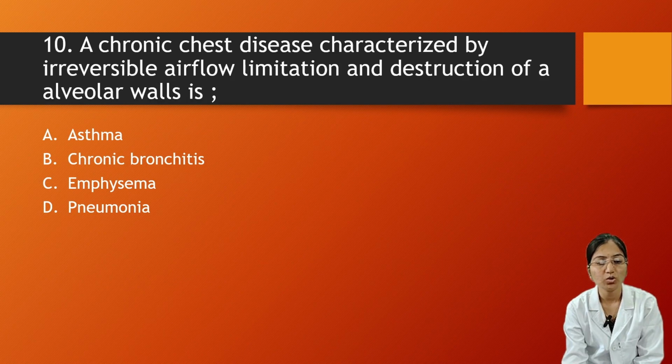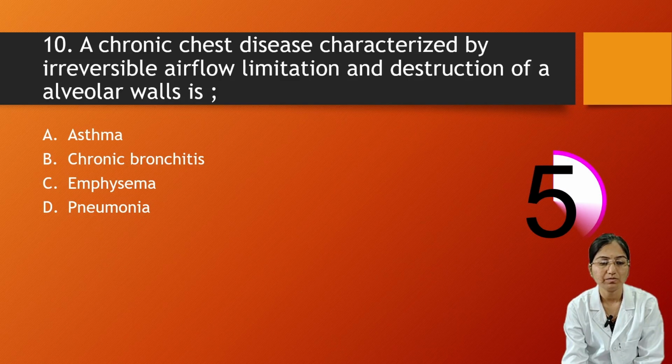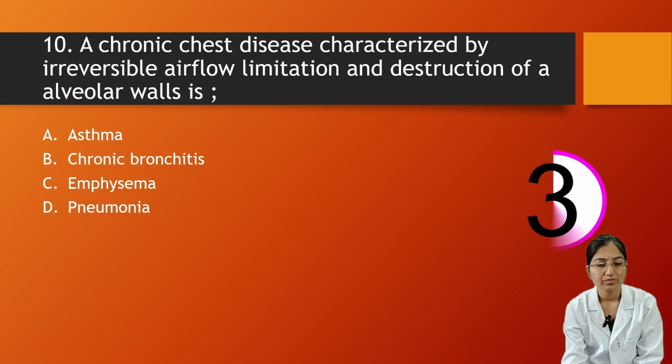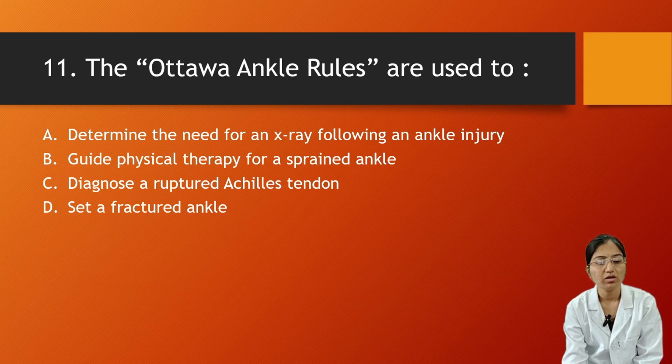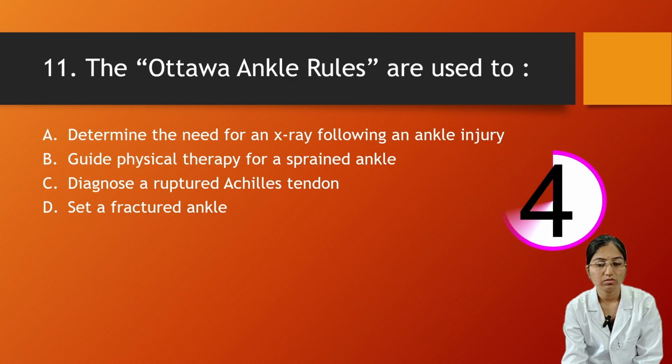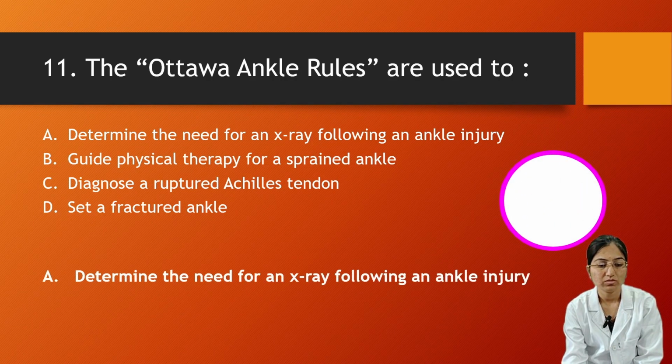Next question. A chronic chest disease characterized by irreversible airflow limitation and destruction of alveolar walls is... The right option is C, that is emphysema. Next question. The Ottawa ankle rules are used to... determine the need for an X-ray following an ankle injury.